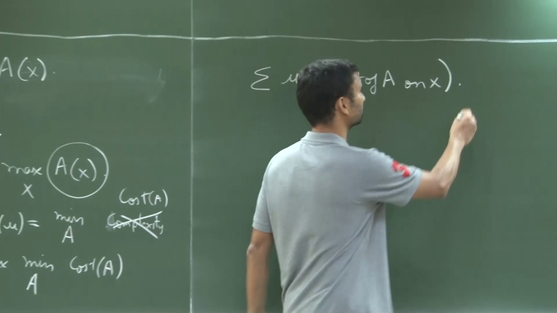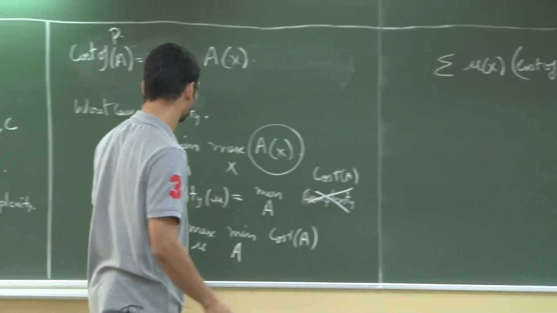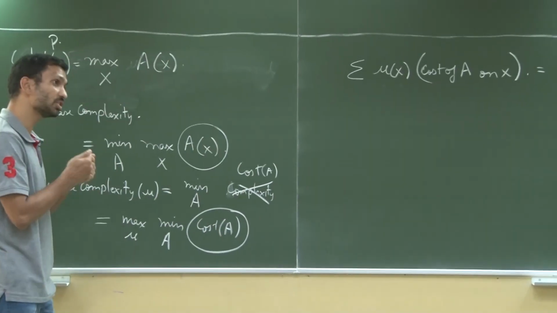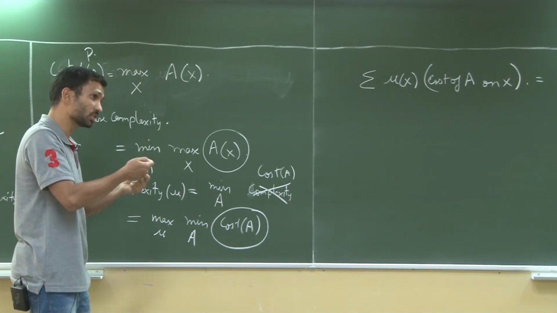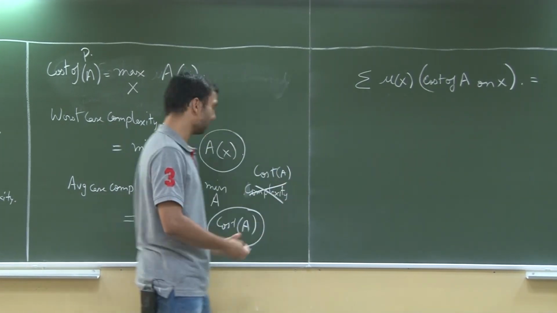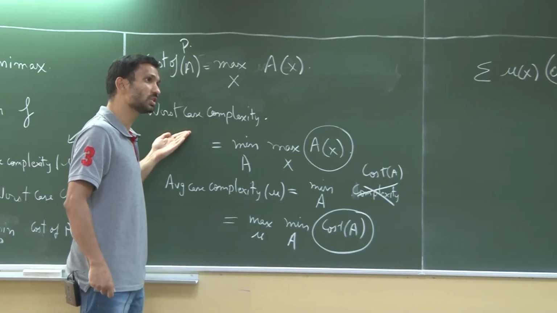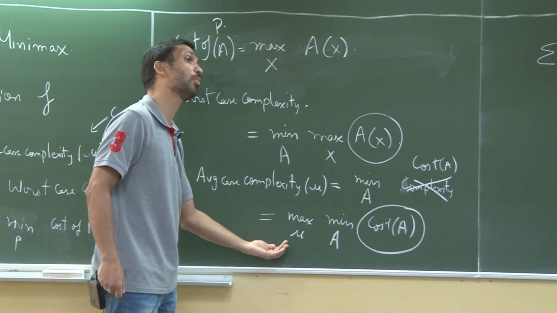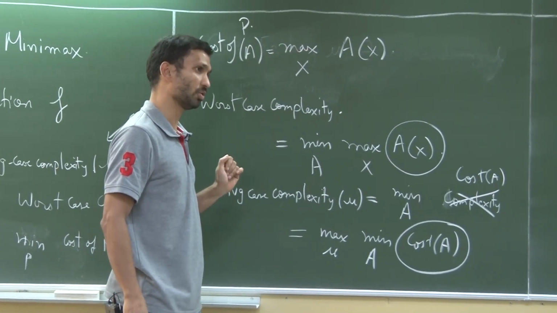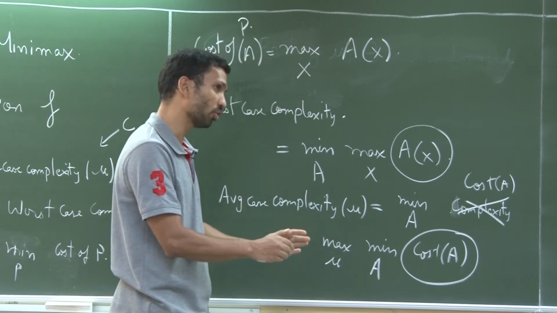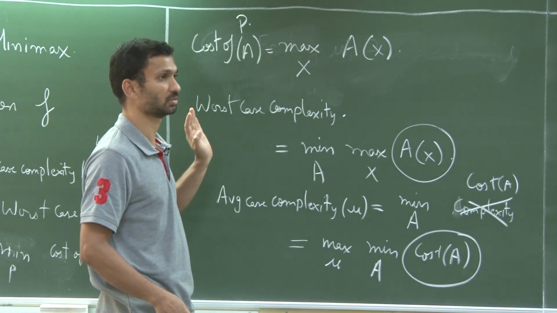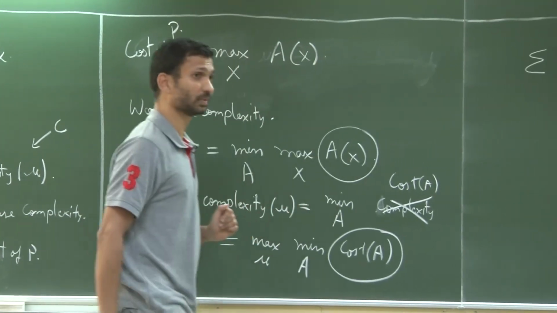Once I fix the distribution in mind, the cost with respect to that distribution of an algorithm is this. And then if I want to figure out the worst case complexity, I take the maximum over all possible distributions, and the average case complexity turns out to be the worst case complexity. So this max over mu is not part of the cost. I am saying if you maximize the average cost over all possible distributions, it turns out to be the worst case. That's the importance of this statement.